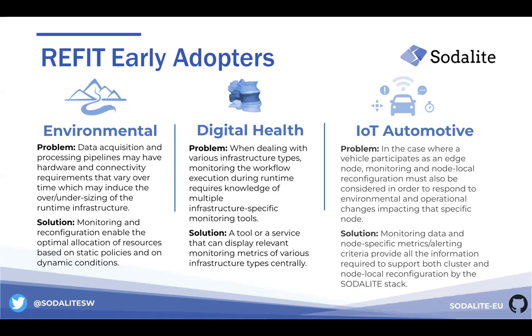While in the environmental efficiency scenario, Refit allows for optimal allocation of resources based on static policies and on dynamic conditions. It displays relevant monitoring metrics of various infrastructure types centrally and provides all the information required to support both cluster and node local reconfiguration on IoT automotive.